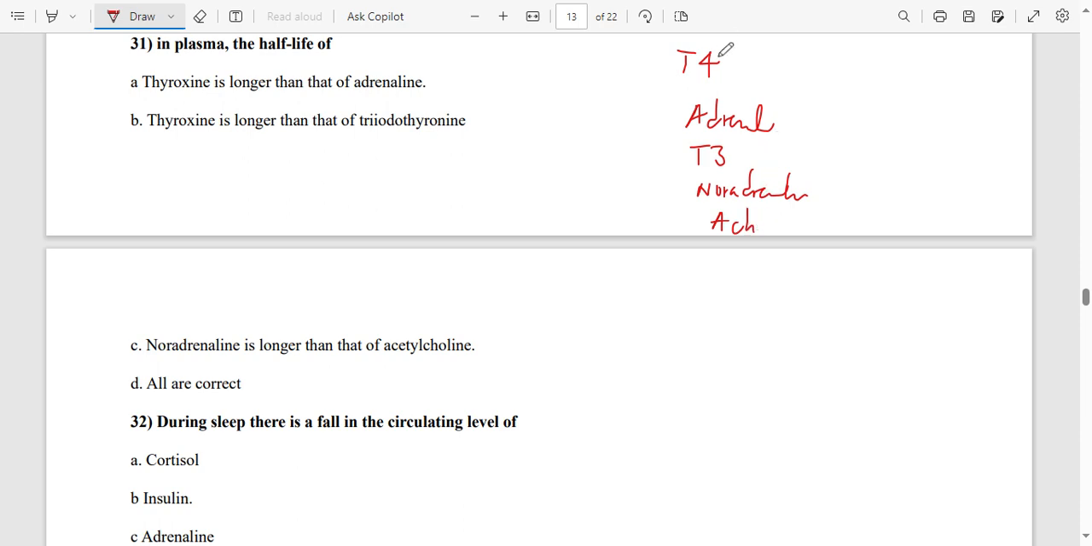Now the half-life of thyroxine T4 is around 6 to 7 days.